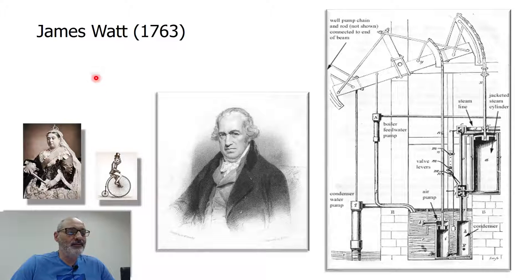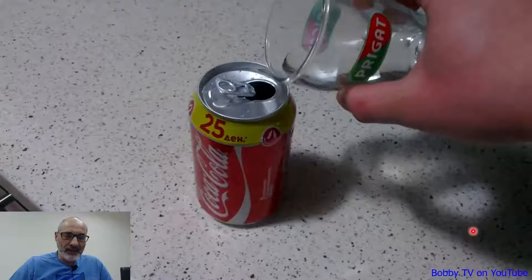evolution was obtained by James Watt in 1763. What he did was to separate the condenser, and this increased very much the efficiency of the conversion of energy. Let me go back some slides.